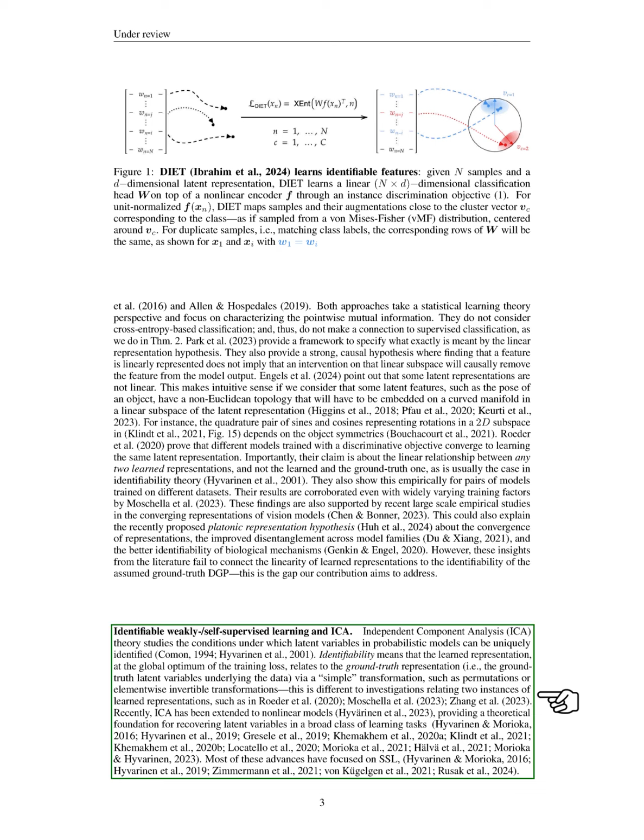Section: Identifiable Weakly and Self-Supervised Learning and ICA. In this section, we explore identifiable weakly and self-supervised learning, along with independent component analysis, ICA. ICA theory examines the conditions under which hidden variables in probabilistic models can be uniquely identified. Identifiability means that the representation we learn at the best point in our training relates to the true representation through simple transformations, like rearrangements or invertible changes.